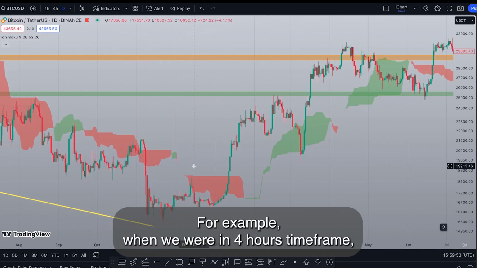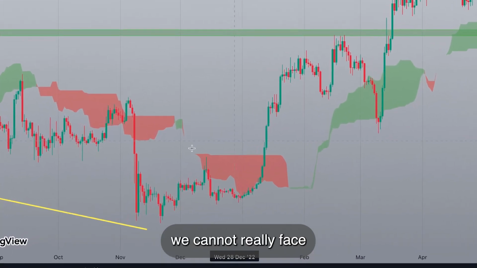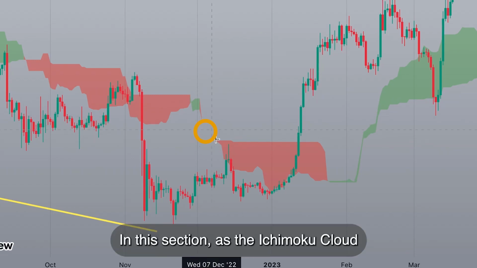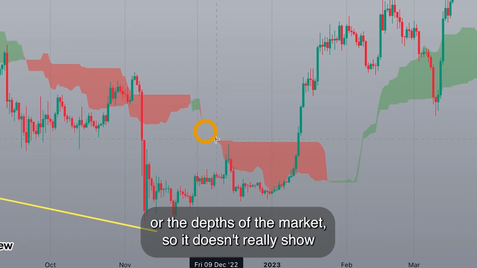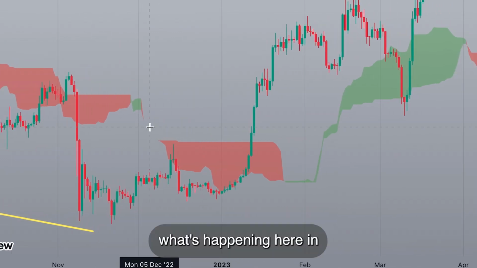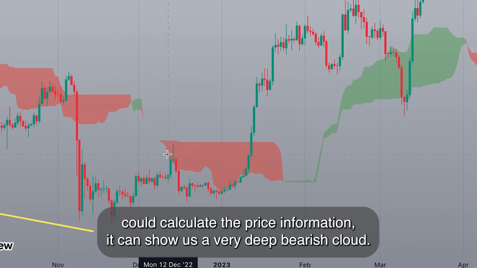For example, when we were in the 4 hours time frame, we could not really face this gap in the Ichimoku cloud. In this section, the Ichimoku cloud cannot really recognize whether the price is in a bullish or bearish trend. So it doesn't really show what's happening here in bigger time frames. I mean, once the price has shown a certain amount of data, and Ichimoku could calculate the price information, it can show us a very deep bearish cloud.